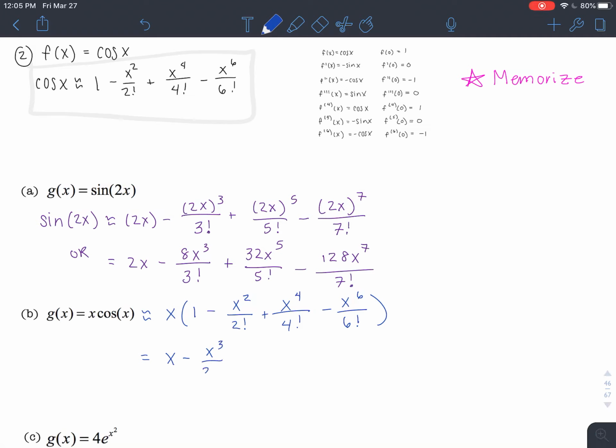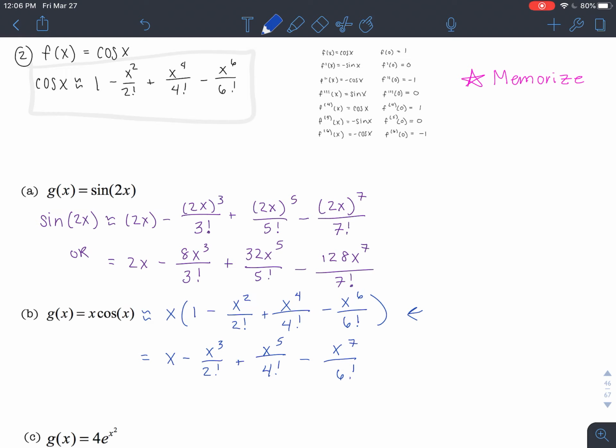Right, so just copying down my cosine approximation, which in the future I would have memorized because we're going to be using them a lot. And then it's just distributing the x. So we get x minus x cubed over 2 factorial plus x to the 5th over 4 factorial minus x to the 7th over 6 factorial, right? And if I were to go through that Taylor polynomial process, I would get the same thing.